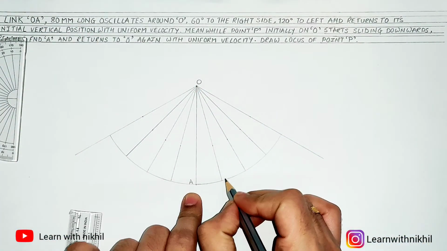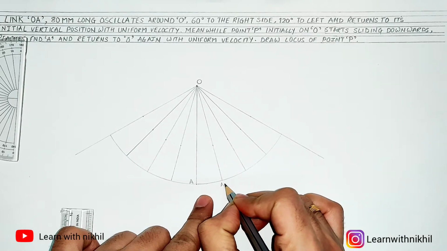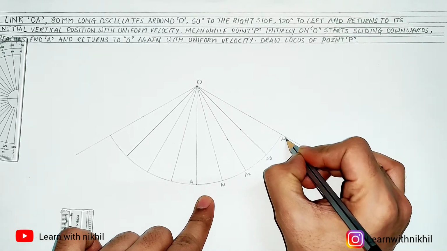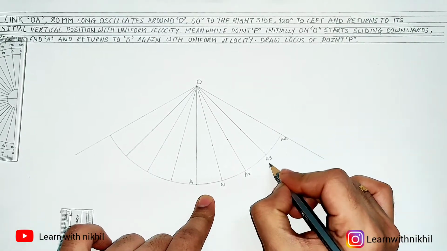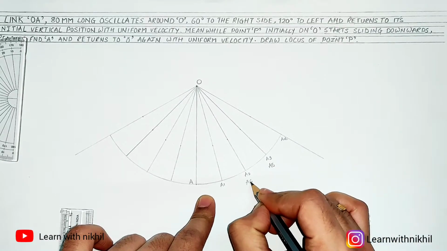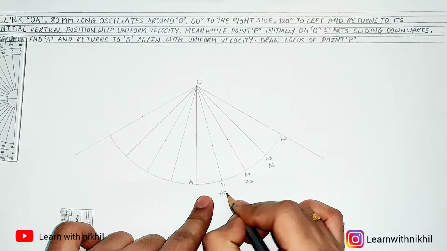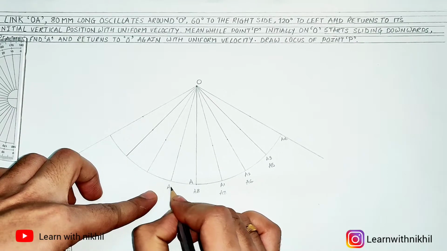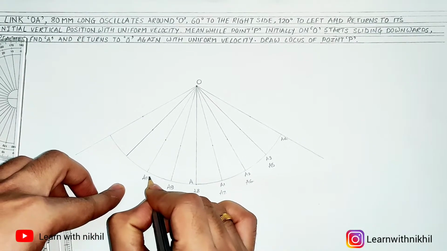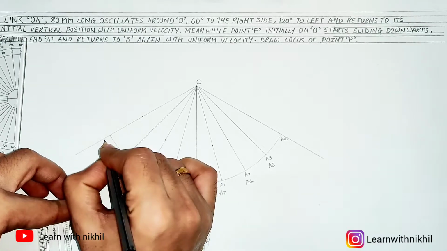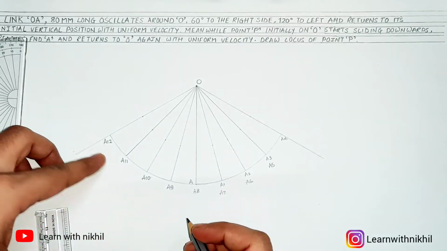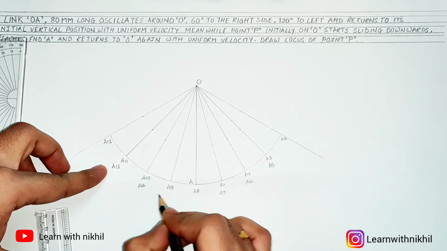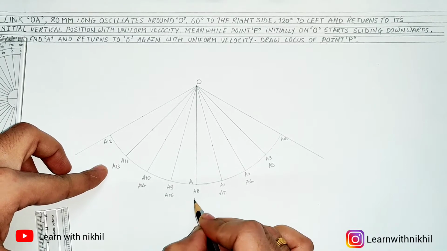Now as this total is divided into 8 equal parts, we'll see the movement of A. This will be A1, A2, A3, A4. Then it moves back. So this will be A5, A6, A7, A8. Now moving forward, on the other side, A9, A10, A11, A12. Now this is 120 degrees. Now it is returning back to its original position. So this will be A13, A14, A15 and A16.